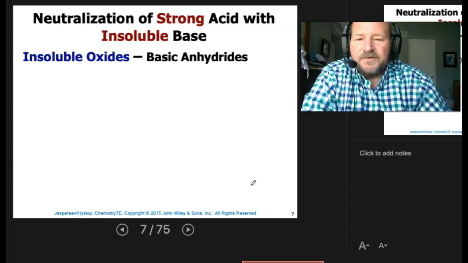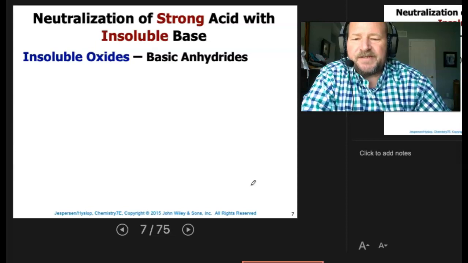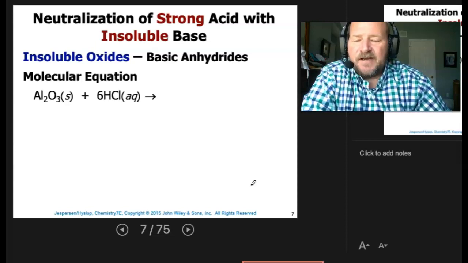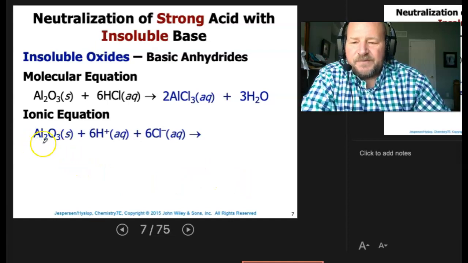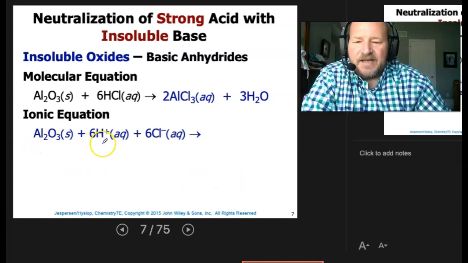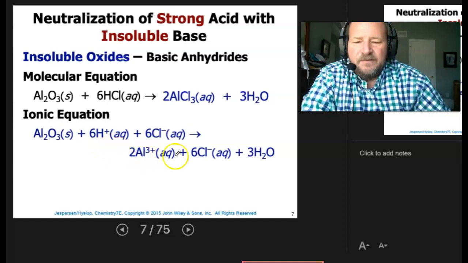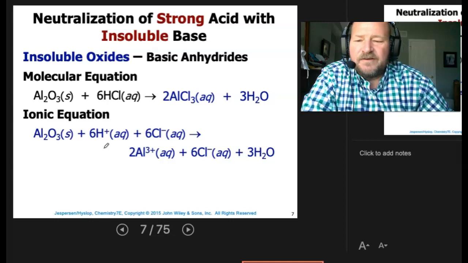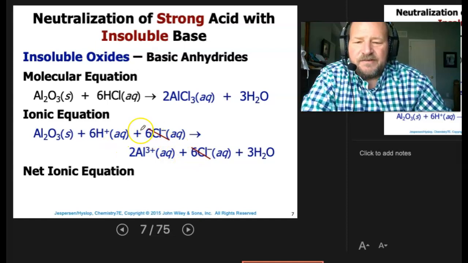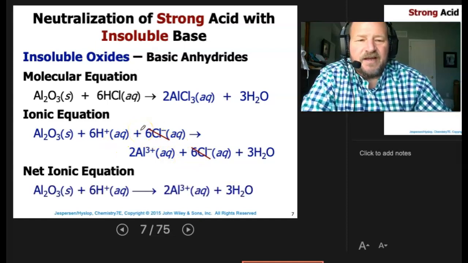All right, neutralization of a strong acid with an insoluble base. We'll take aluminum oxide. Now instead of a hydroxide, we're using aluminum oxide. With 6HCl, we're going to get 2 aluminum chlorides and 3 waters. For your ionic equation, again, your base won't break apart here. We're going to have our acids, our chlorides. The aluminum chloride, of course, is soluble, and we're going to make molecular water. For our net ionic equation, we're going to cancel out the chlorides and leave everything else, and we'll just write that.